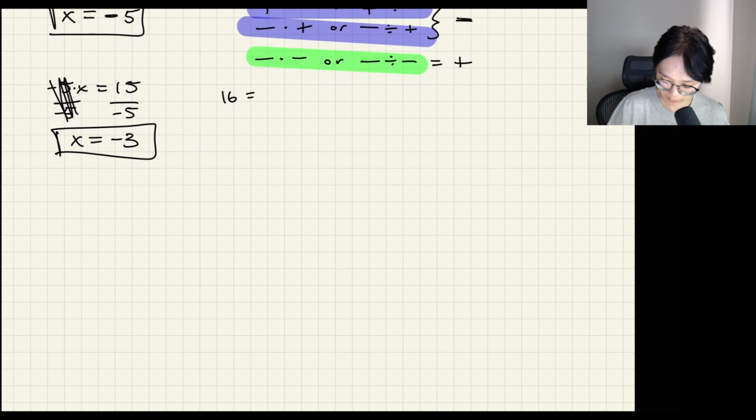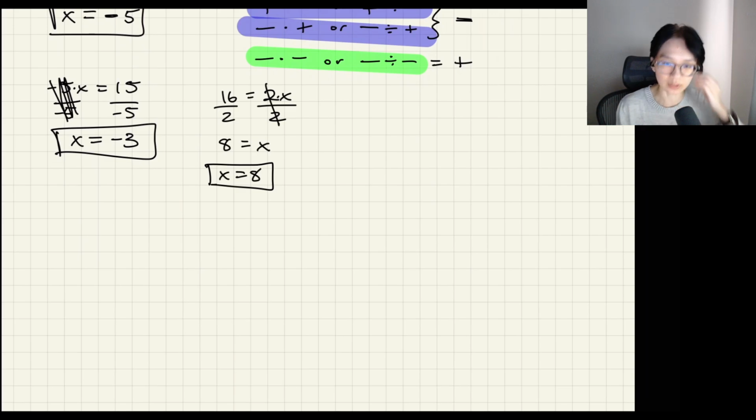Another example. 16 equals 2x. Divide both sides by 2 because they're being multiplied. Those cancel out. 16 divided by 2 equals 8 equals x. That's all that's left. Convention, write x on the left side. Box your answer so I know where your answer is.